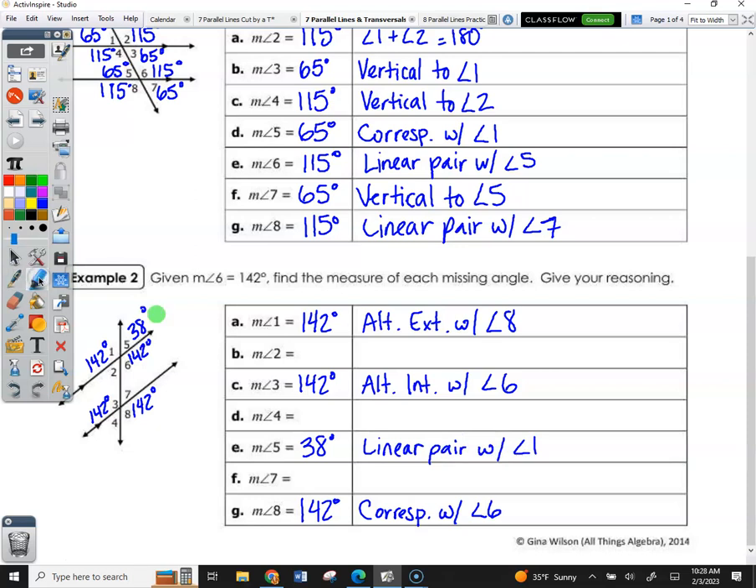Angle 5, let's practice the new vocab word. Direct your eyes to the angle that is alternate exterior to angle 5. Alternate, meaning opposite side. Exterior, meaning pop down here. It would be angle 4. So this is 38. 38 degrees. Alternate exterior with angle 5.